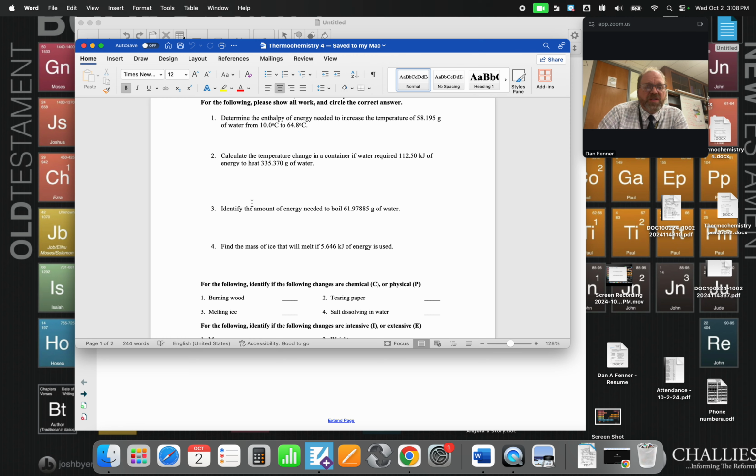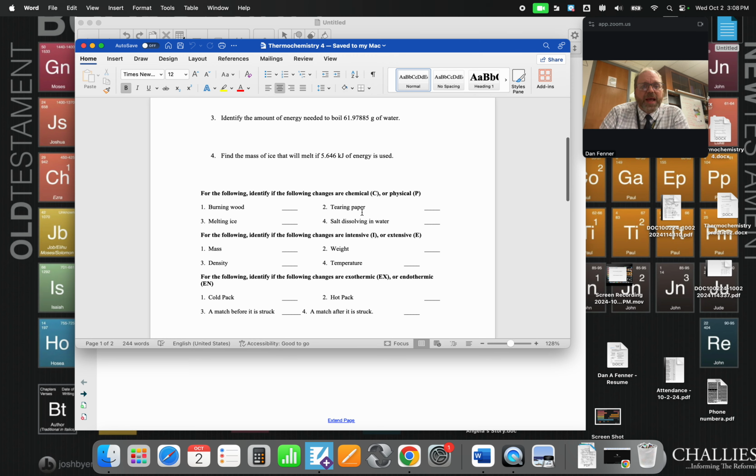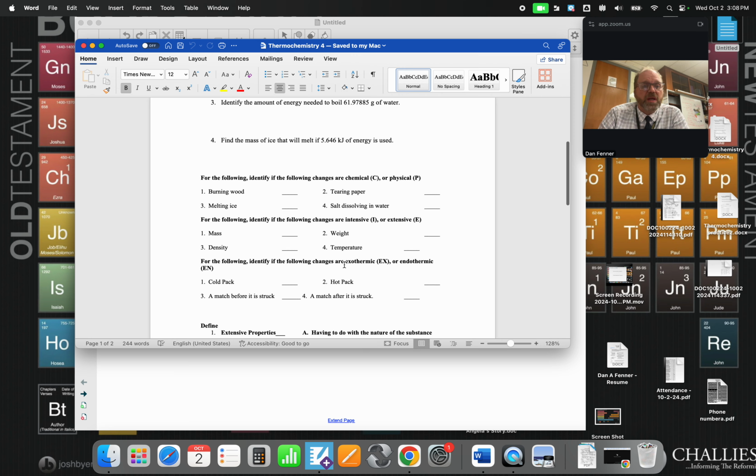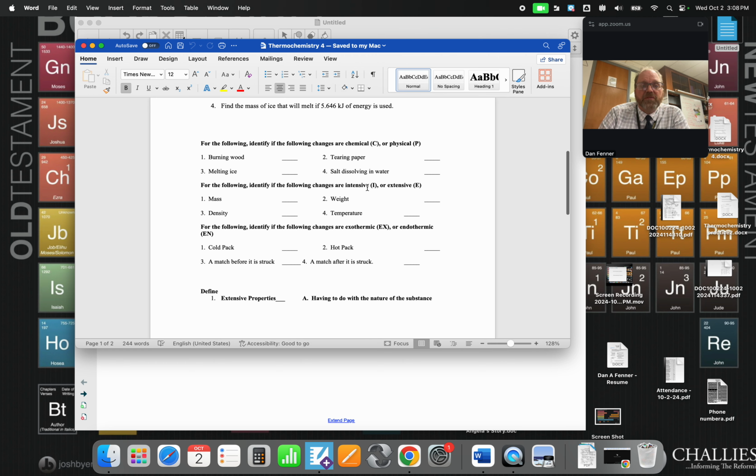All right, now once you've done that, there are 4 examples here. I want you to tell me if it's a chemical change or physical change. Remember, a chemical change, a new substance is formed. Physical change, no new substance is formed. The second set, I want you to tell me if it's an intensive or extensive property. Intensive property, the value is always the same. It doesn't matter how much you have. Extensive, the more you have, the more the number increases, or the less you have, the more the number decreases. So identify those 4 as intensive or extensive.